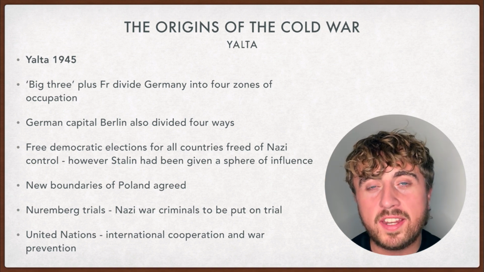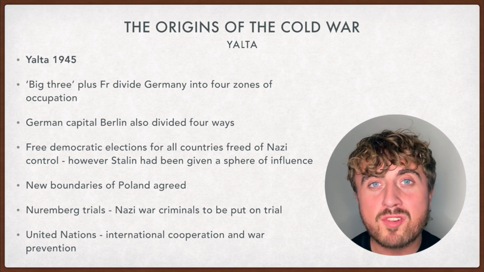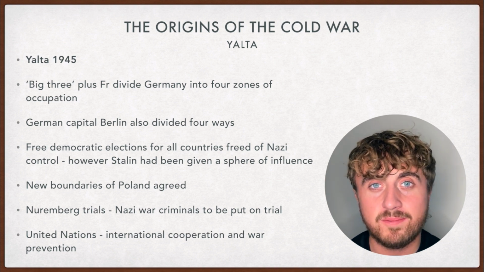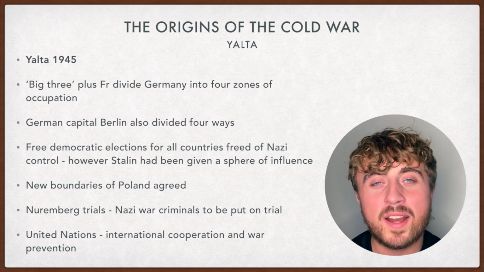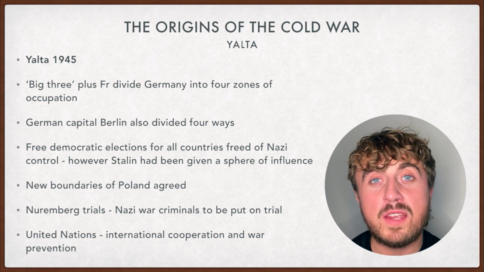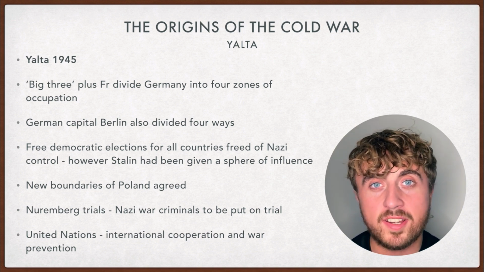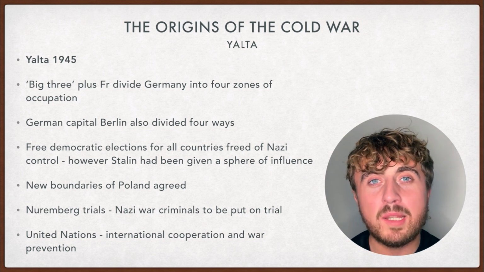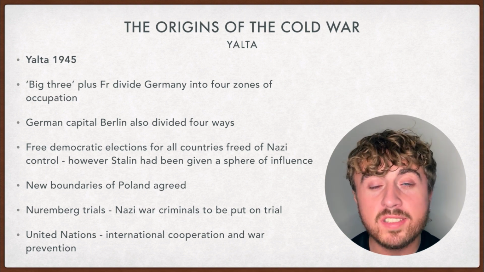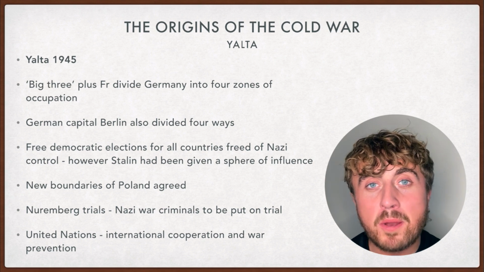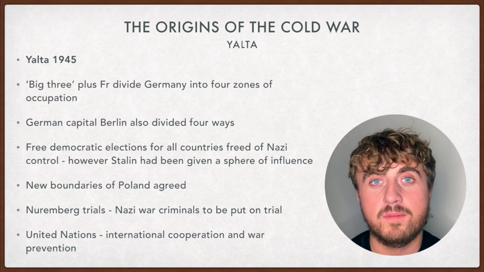It was also agreed at Yalta that there would be free democratic elections for those countries previously occupied by the Nazis. This promise was not upheld by Stalin, as he believed his sphere of influence gave him political control over Eastern European countries. But more on this later. Also at Yalta, we see the boundaries of Poland being officially drawn up and agreed, and we see the Nuremberg trials, where Nazi war criminals are decided to be put on trial and face punishment.